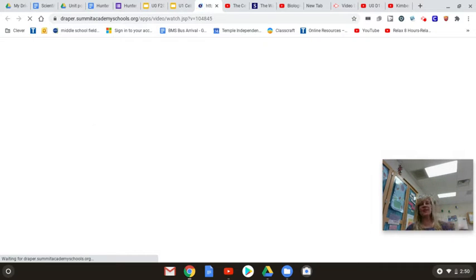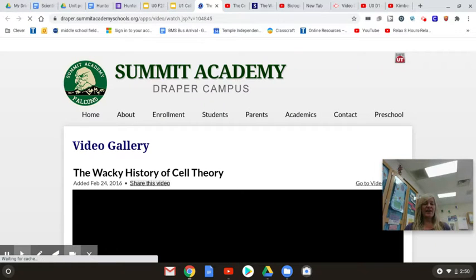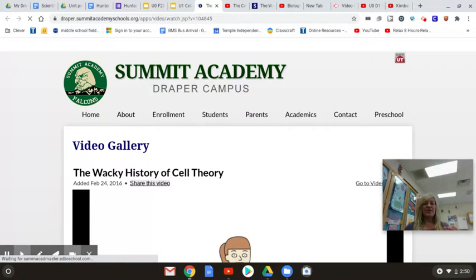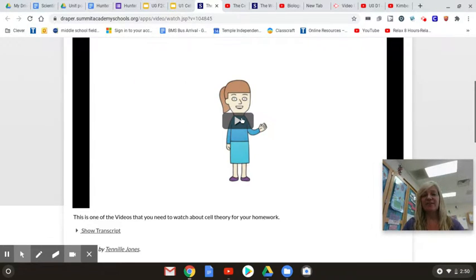While this is loading, let's talk about this. In your assignments tab, you have a worksheet that you're going to want to fill out, and it goes over what the cell theory is and the scientists behind it. So this is a good time to start filling out this worksheet.